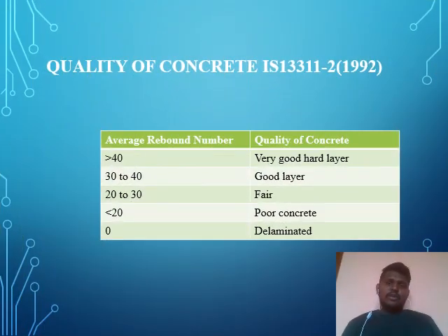The quality of concrete is decided by the average rebound number. For very good hard layer, the average rebound number should be greater than 40. If the average rebound number is 30 to 40, the quality of concrete is a good layer. If it is 20 to 30, the quality of concrete is fair. If it is less than 20, the concrete is poor, and if it is 0, then you should eliminate it.